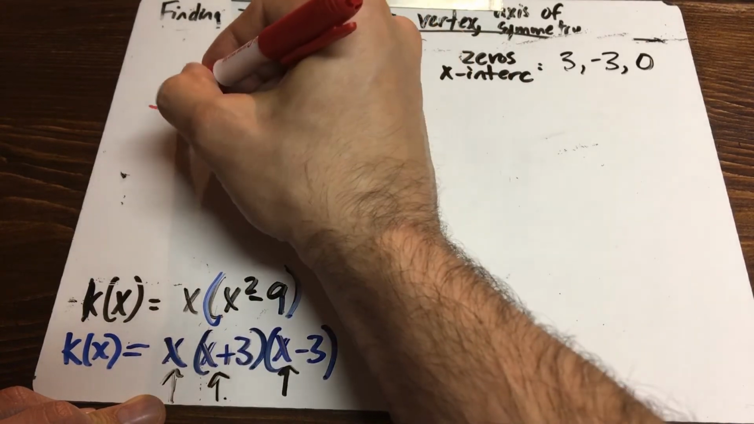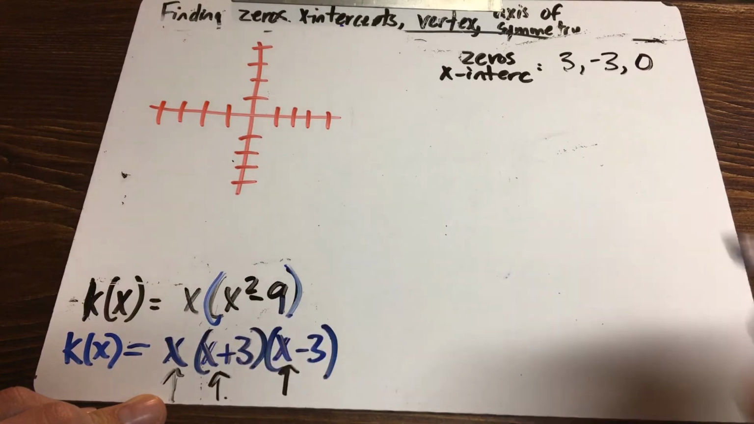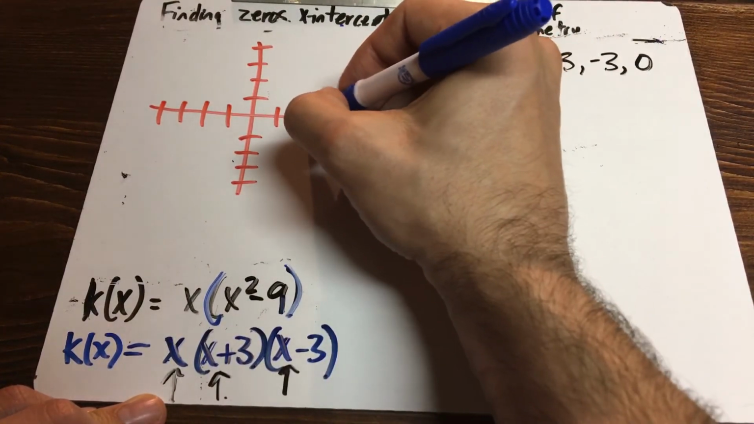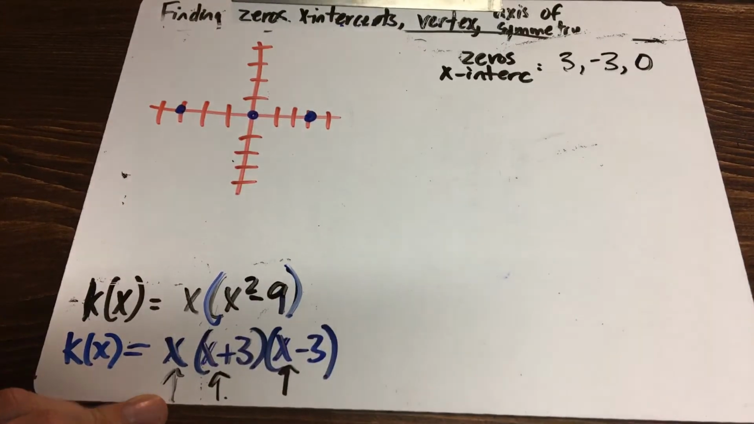We've never seen one like this before. This graph has 3 x-intercepts. It touches at 3. It touches at negative 3. It touches at 0. Oh my goodness.